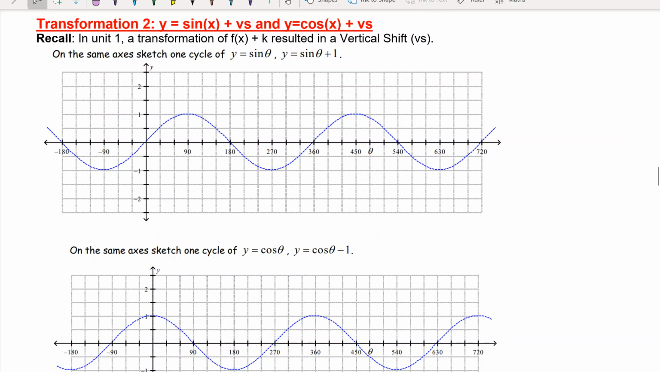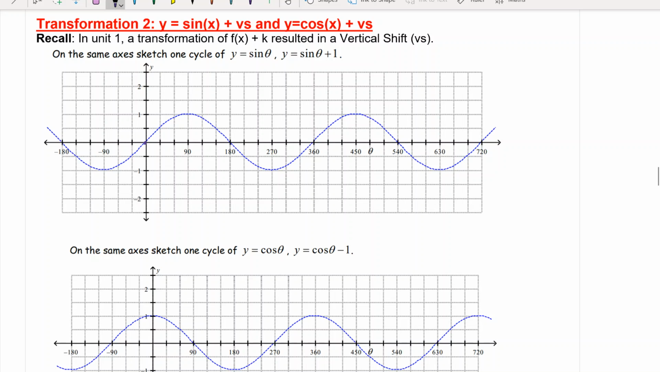Okay, so we're going to look at transformations that involve vertical shifts and phase shifts of sinusoidal functions today. First, we have a vertical shift. That is if we have a number that's just added on the outside of our function. In this case, we have the original sine theta function already graphed for us, and I'm asked to graph sine of theta plus 1.